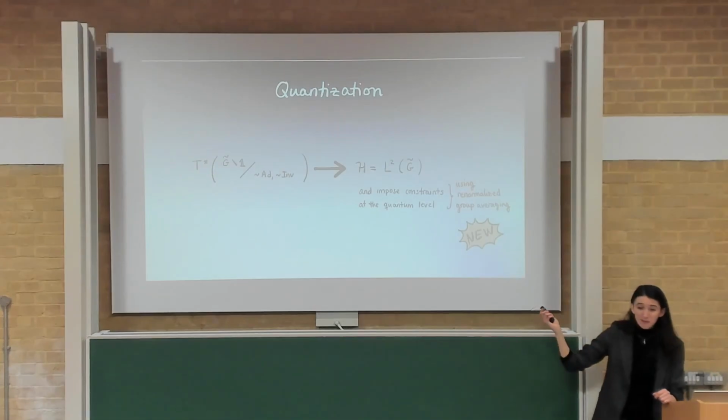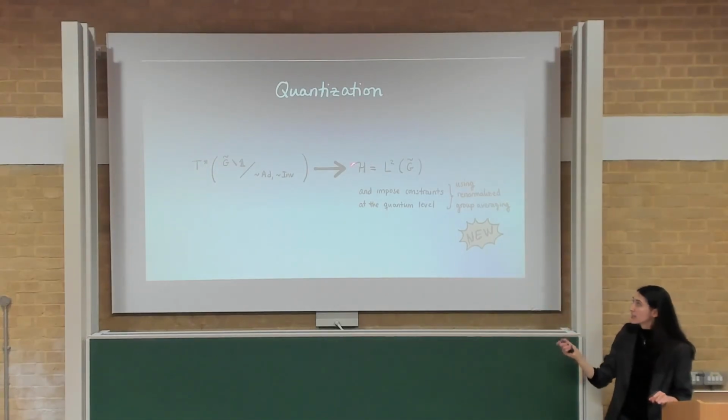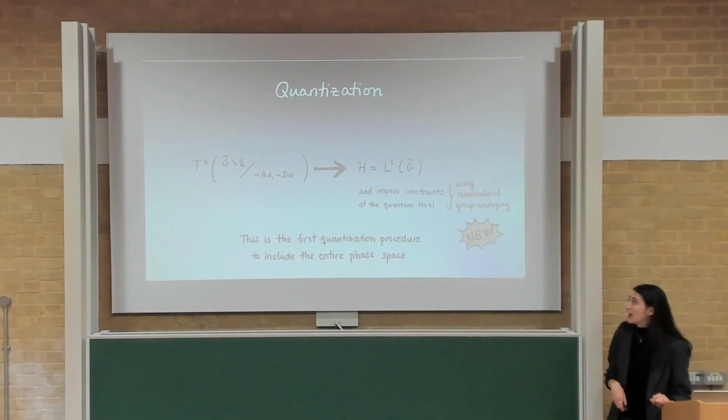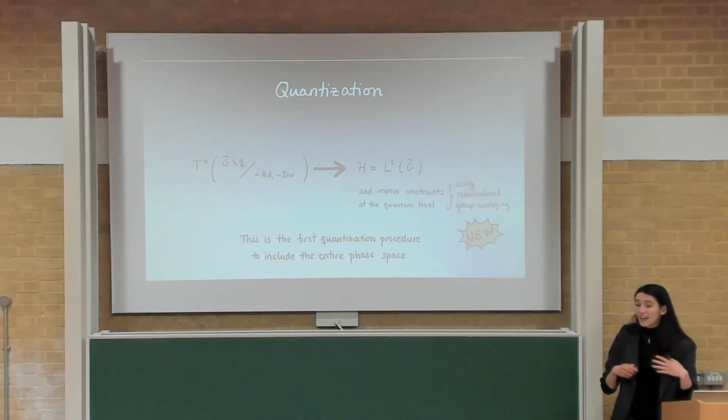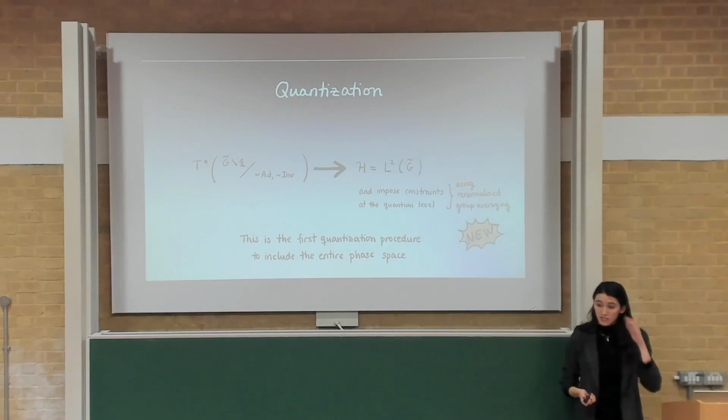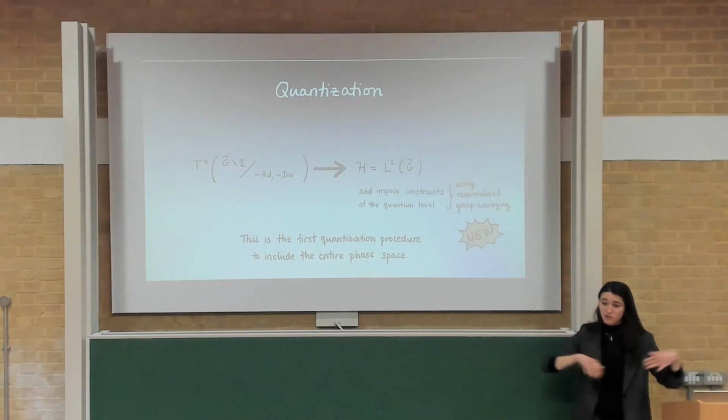And so in my upcoming paper, I complete this quantization procedure by imposing the constraints at the quantum level using group averaging, or in particular, a renormalized version of group averaging that I introduced to make group averaging well-behaved. And as far as I know, this will be the first quantization procedure of de Sitter JT that quantizes the entire phase space, as opposed to just a subset of solutions.